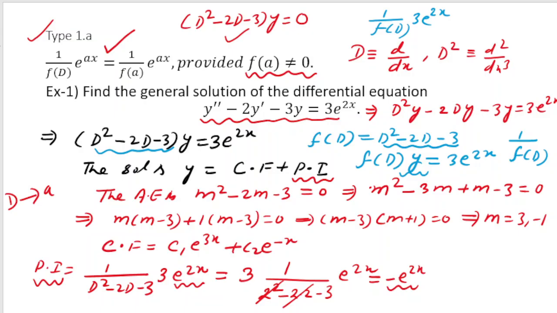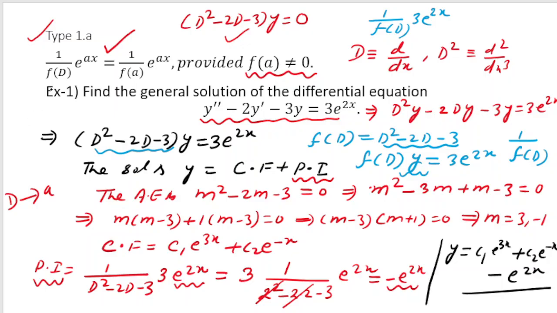Right, now how should I write the solution? The solution should be written as y is equal to complementary function. So what is the complementary function? c1 e to the power 3x plus c2 e to the power minus x, plus the particular integral. So the particular integral in this case is minus e to the power 2x. So this is how we solve this problem. Okay, to make more sense of it, I am going to take more problems.